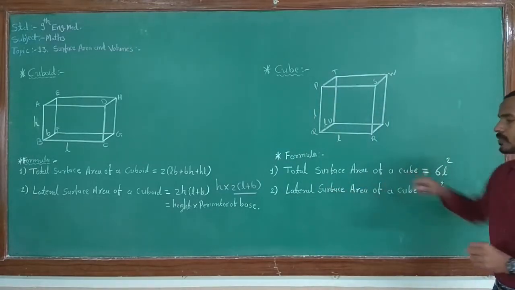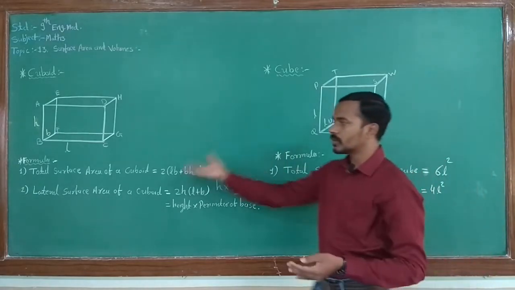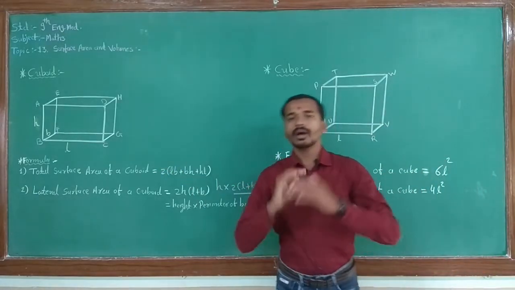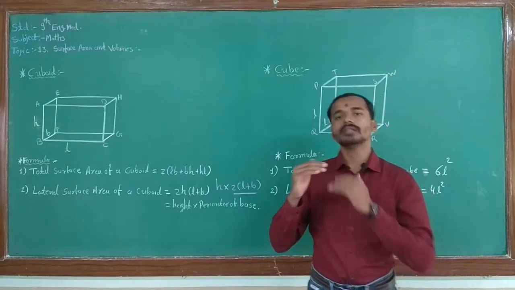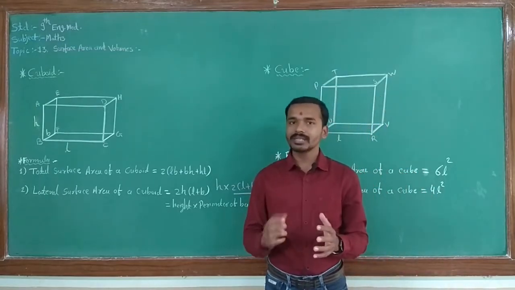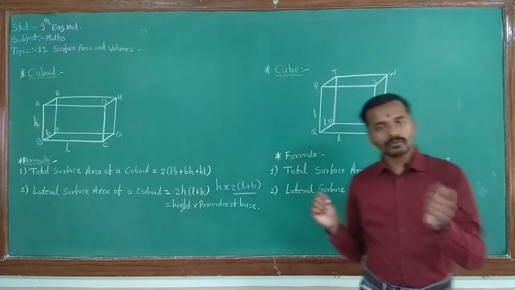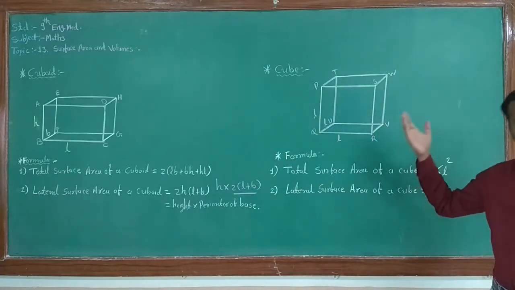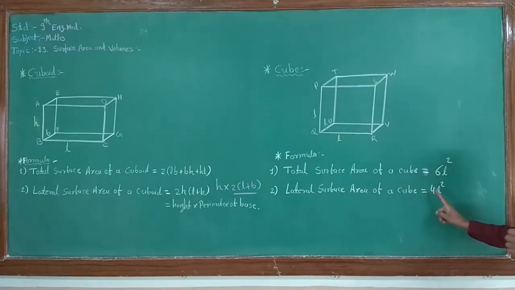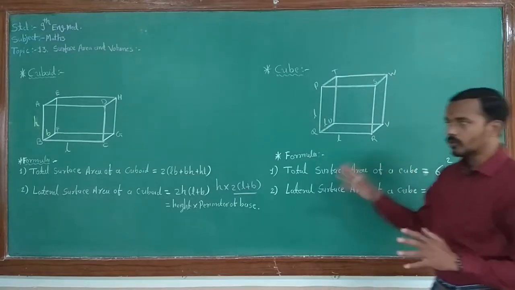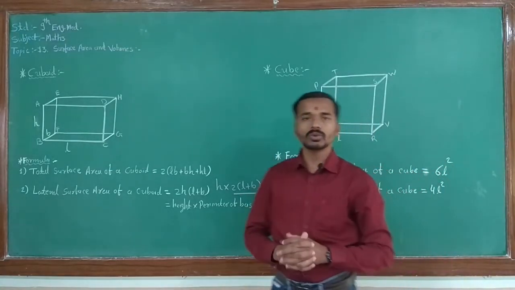Next, the lateral surface area. Similarly, what we learned over here, lateral surface area means excluding the top side and the bottom side. So how many sides will remain? Only 4, and all 4 sides are squares. So the formula will be 4L square. Clear? So these are the two formulas for each of the objects which we need to learn.